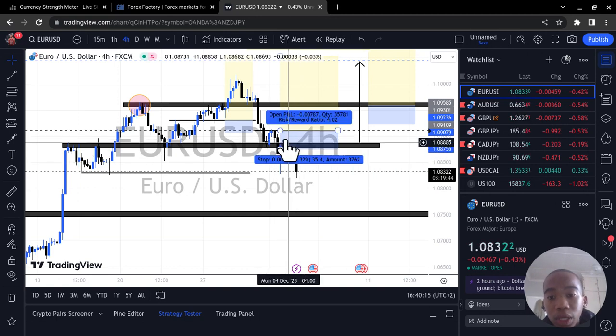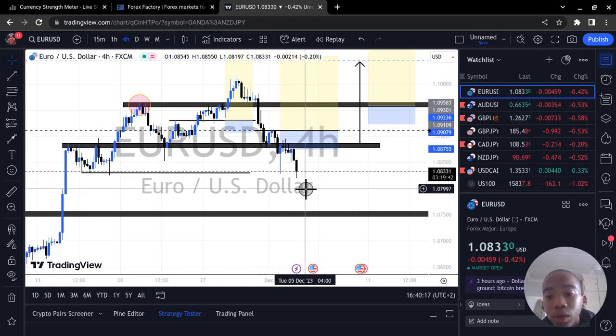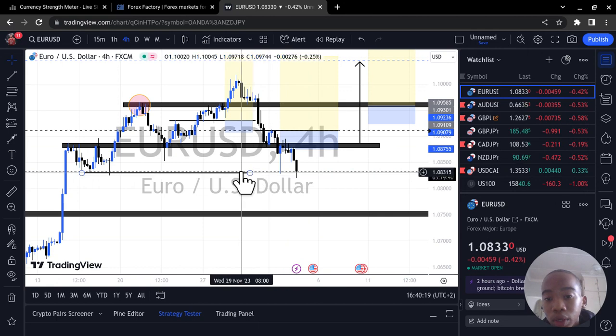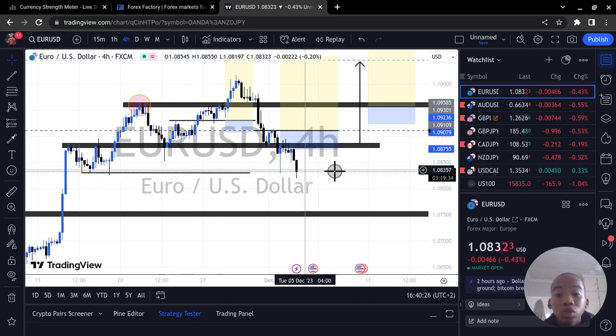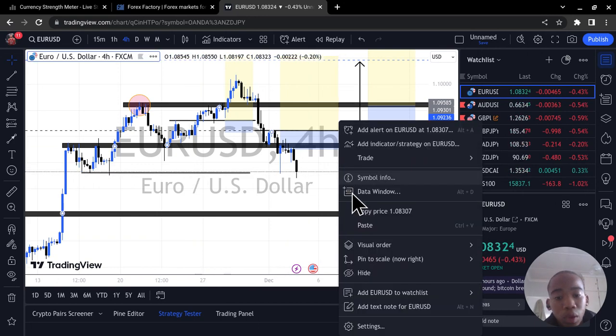confirmation. When it came to the support, it just ended up breaking, and it came to this low right here. As you can see, it is kind of rejecting off of this low, which was marked up last week, by the way. I haven't been in the chat since like Thursday.